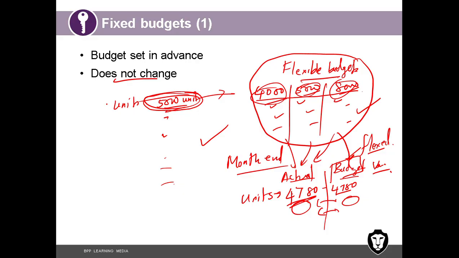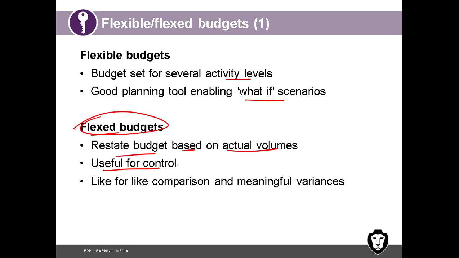Without flexing it, if you just compare with something else, the units won't be same. Can you compare 4,780 units actual results with 5,000 units budget? Doesn't make sense. So if actual and budgeted units are same, then only I can compare it. So it's useful for control purposes. Like for like comparison and meaningful variances. Many times this is tested.